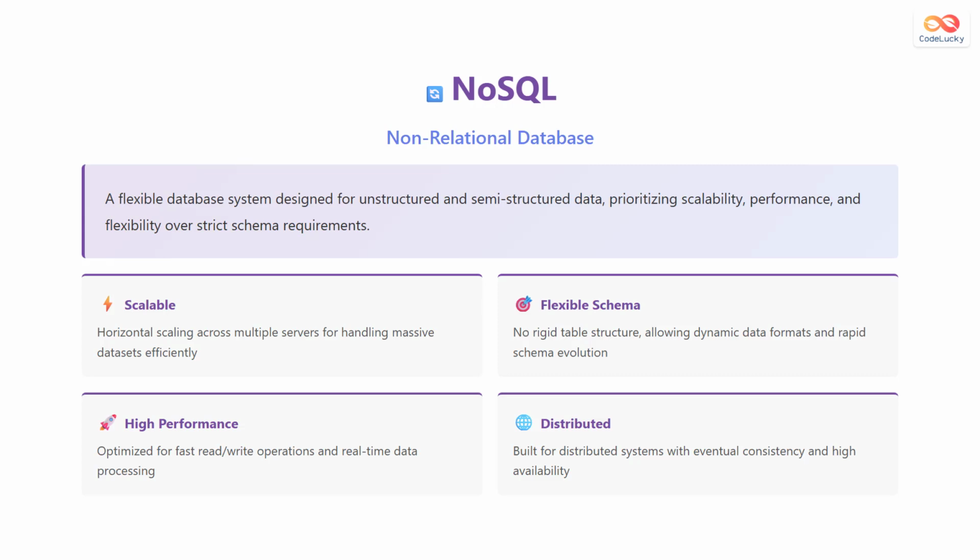NoSQL also offers a flexible schema. Instead of defining a rigid table structure upfront, NoSQL allows your data format to change and evolve dynamically. This makes it perfect for rapidly changing application requirements. NoSQL delivers high performance, optimized specifically for fast read and write operations and real-time data processing. Finally, NoSQL is distributed by design. It's built from the ground up to work across multiple machines with eventual consistency and high availability. If one server fails, your data is still accessible from other servers.